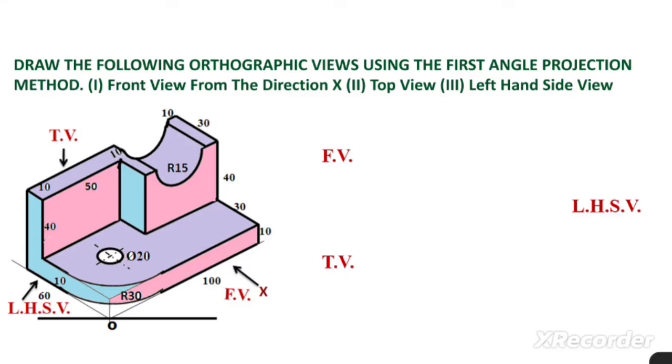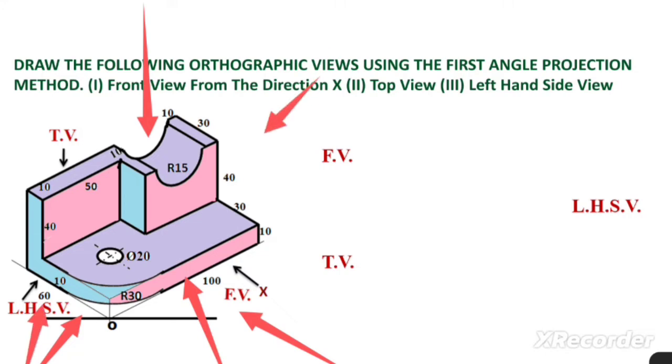Here you can see the front view we can see from this side, the left hand side view from this side, and the top view from here. Here the length of the object is 100 mm, the width is given as 60 mm, and the height is given as 40 plus 10, 50 mm.